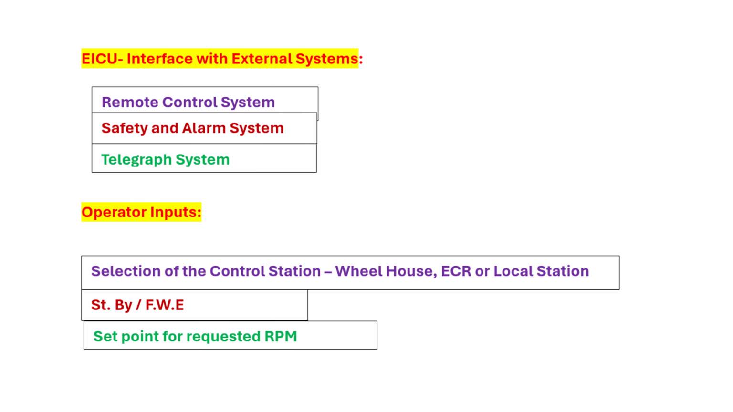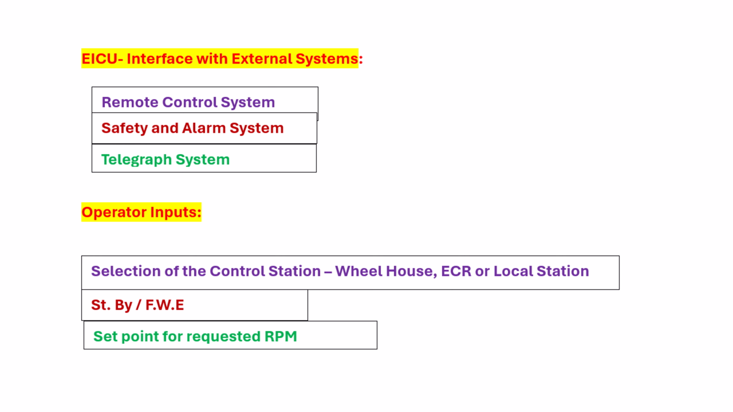The EICU, engine interface control unit, interfaces the engine control system with external systems: the remote control system, wheelhouse control or engine control room control, your safety and alarm system, shutdown, slowdown, etc., and your telegraph system, the position of the telegraph, which indicates what is required, which direction the engine has to run, or what RPM is required.